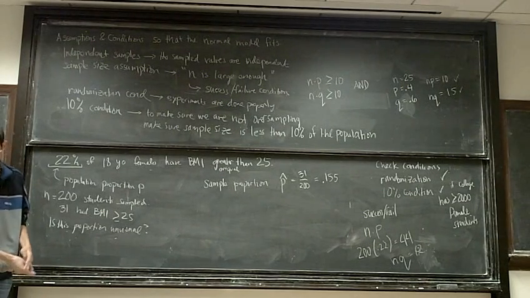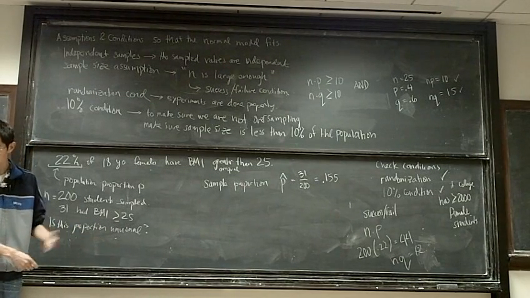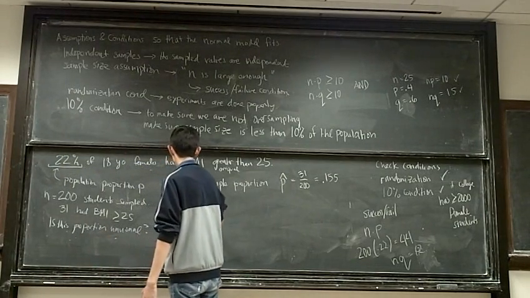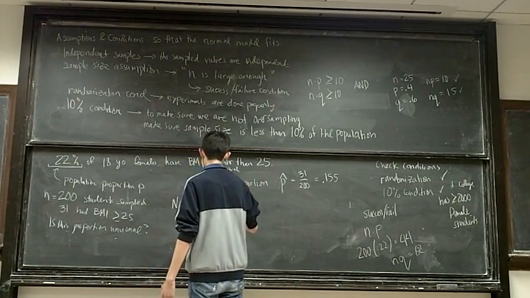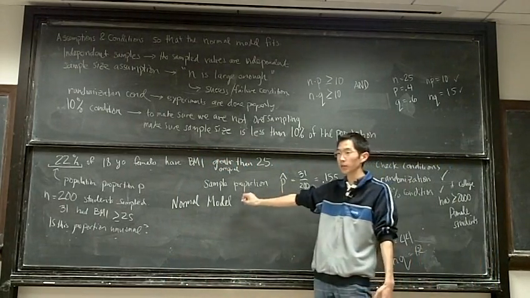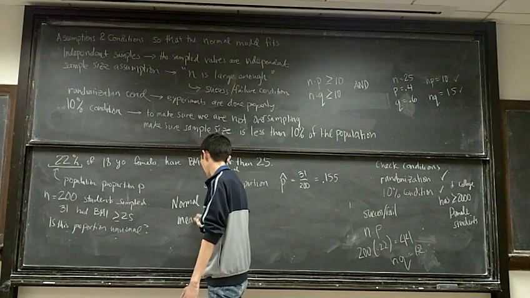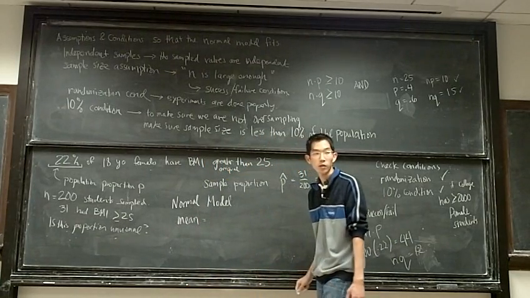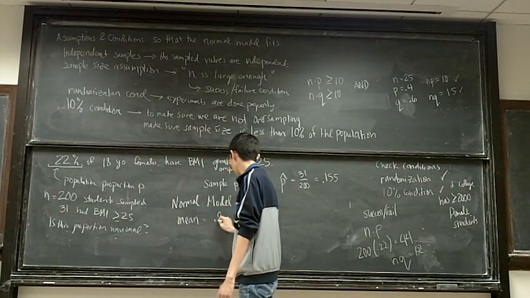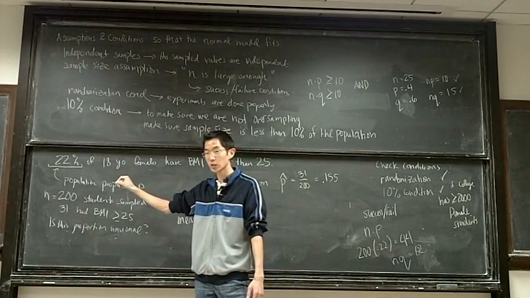So we observed 31 out of 200, or a sample proportion of 0.155. And here we've got a normal model. Because all of these conditions are met, we can use the normal model. And for the normal model, where's the mean? The mean is going to be at the population proportion p of 0.22. The mean is not at our sample proportion. The mean is at the population proportion.